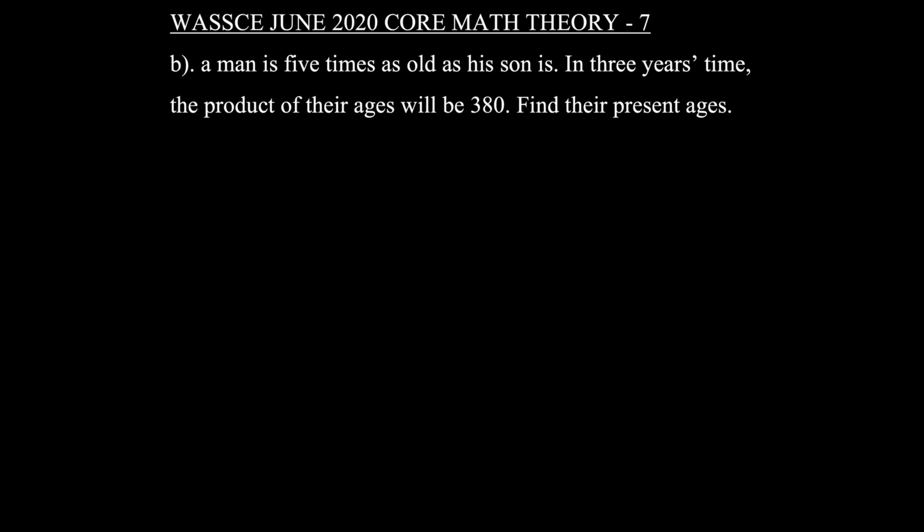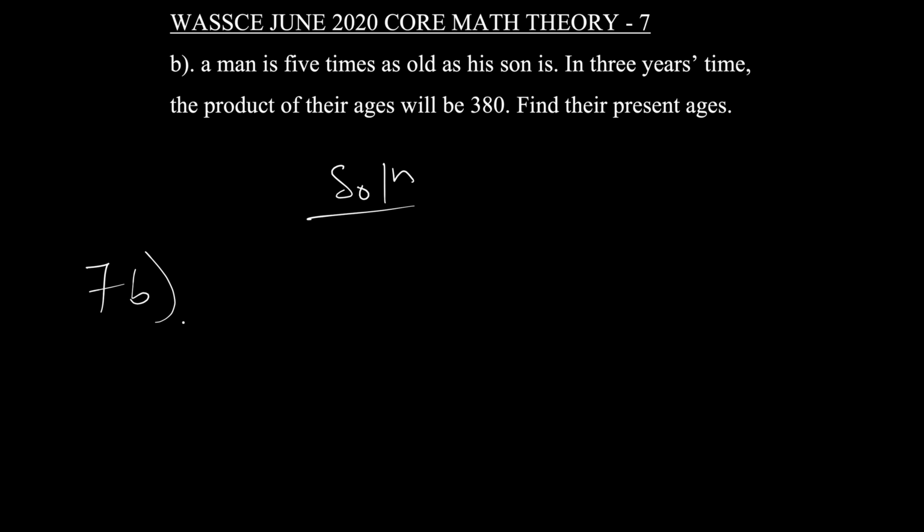So question 7b. A man is 5 times as old as his son. In 3 years' time, the product of their ages will be 380. Find their present age. So let's begin with the solution for question 7b.